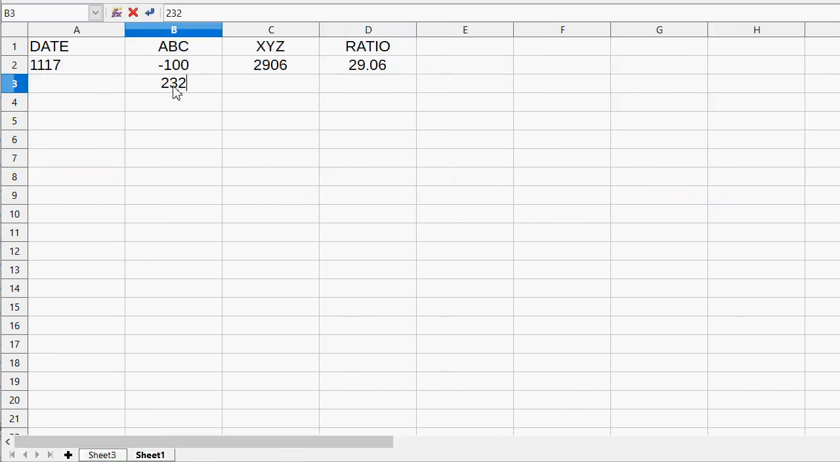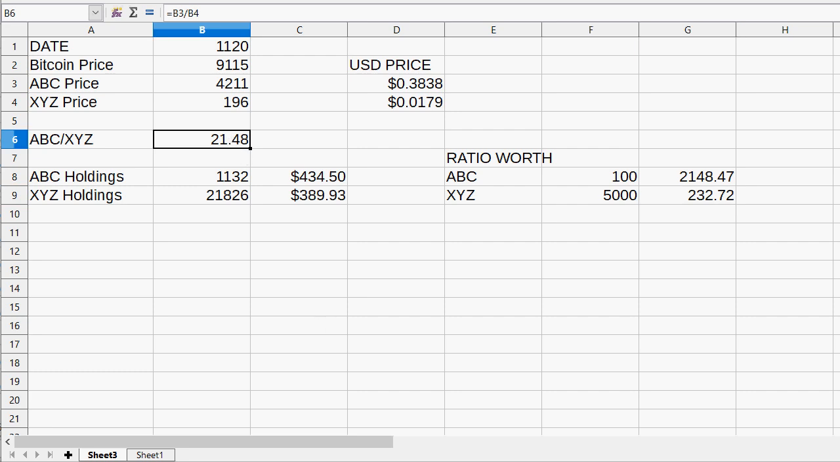So we would do 232 minus 5,000, and it doesn't matter which date, I think it was that date. And then the ratio of 21.55, which is close enough to what we got here.